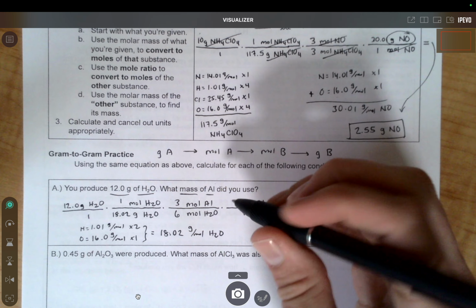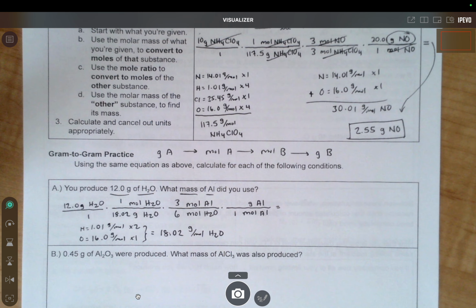And lastly, 1 mole of aluminum. I don't have a periodic table with me. How about that? Well, I'm going to have to look it up. Yeah, I think it's 26.